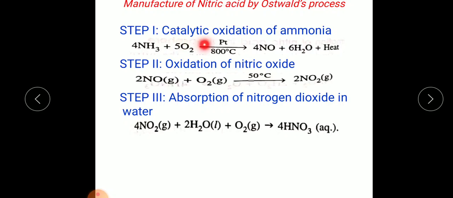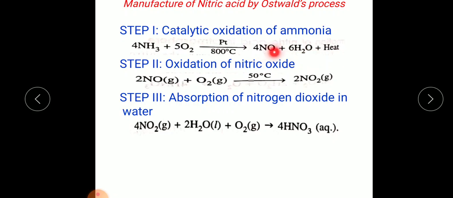Step 1 is catalytic oxidation of ammonia. So first, in the manufacture of nitric acid, we have different steps involved. First is catalytic oxidation of ammonia. In this, ammonia is treated with oxygen in the presence of platinum at a temperature of 800 degrees Celsius to form nitric oxide, water and heat.